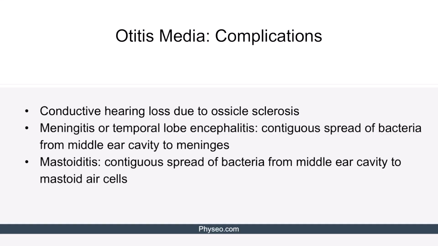Let's review the complications of acute otitis media. Acute otitis media can be complicated by conductive hearing loss because inflammation in the middle ear cavity can lead to sclerosis of the ossicles. Ossicular sclerosis limits the movement of these bones during sound transmission, resulting in conductive hearing loss. Additionally, bacteria can contiguously spread from the middle ear cavity to the meninges. This can cause meningitis or even temporal lobe encephalitis because the middle ear cavity is right below the temporal lobe of the brain. Finally, bacteria can contiguously spread from the middle ear cavity to the mastoid air cells, causing mastoiditis.